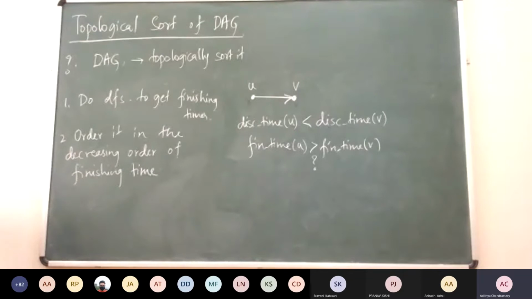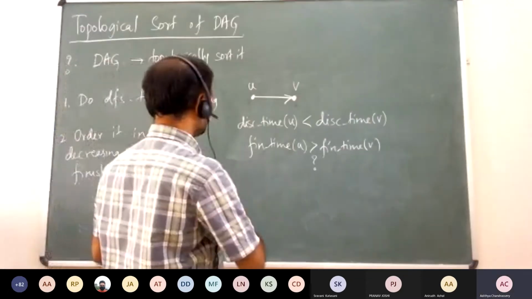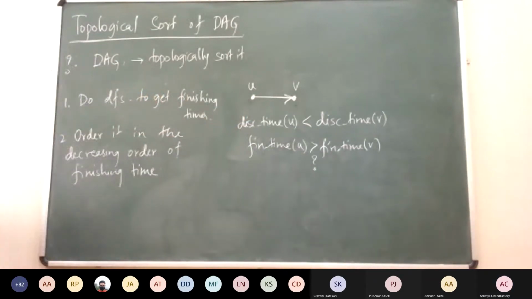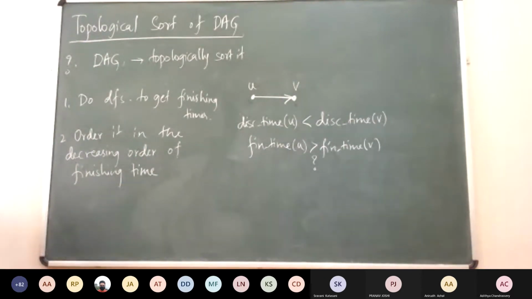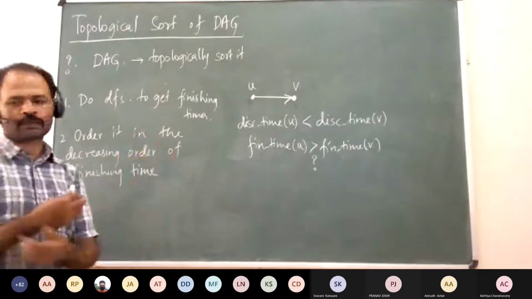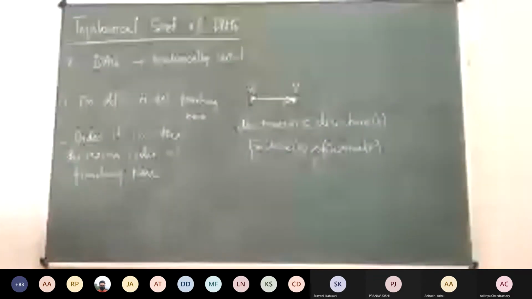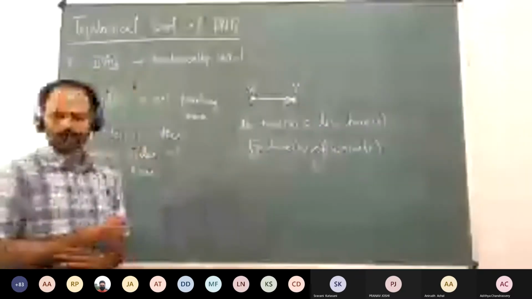Good. And using this, we also saw that any vertex which is reachable from U and discovered after U would finish before U. That was the lemma we proved, basically the reachability property. So if U was a vertex which was discovered first and there are a lot of vertices reachable from U, then the finishing time of U will be greater than the finishing time of any of those vertices reachable from U.